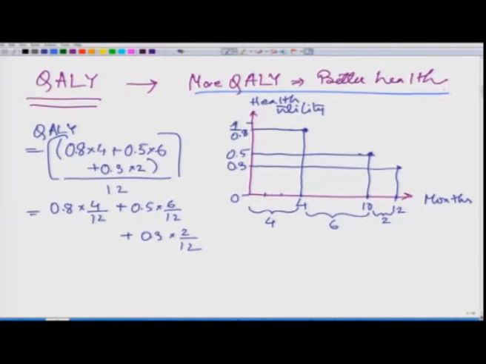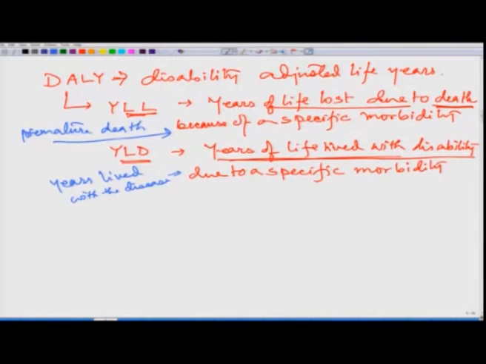If I can estimate them, the problem for which the DALY is more is more dangerous. In contrast to QALY, where more QALY means better health and more satisfaction, here more DALY means poorer health. DALY is disability adjusted life years. Now let us see how we estimate disability adjusted life years.